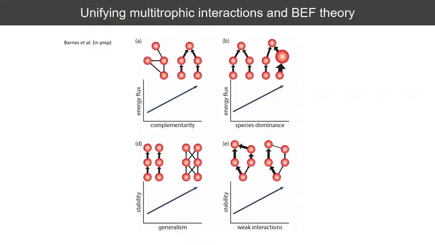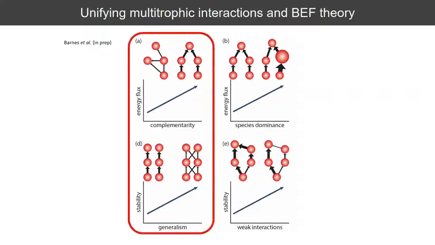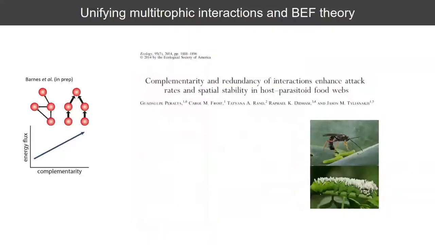And some more theoretical work has looked into how the distribution of energy fluxes across food webs can also enhance stability. And I'm not going to go into much more detail because I don't have a lot of time. Like I say, there are many other mechanisms, but I just want to highlight one study that really nicely integrated two of these mechanisms. In 2014, the study from Guadalupe Peralta and colleagues looked at parasitoid host networks, and they came up with two nice measures.